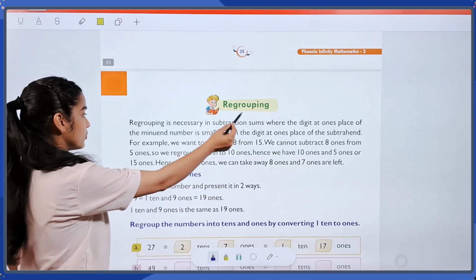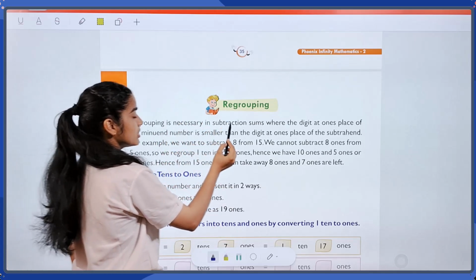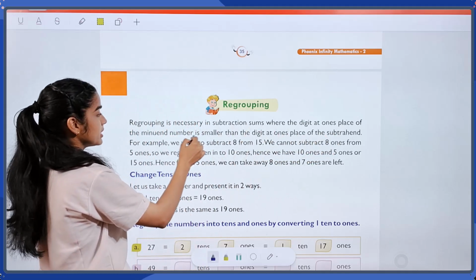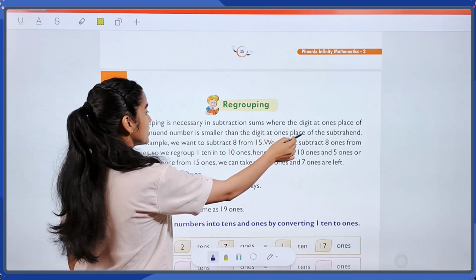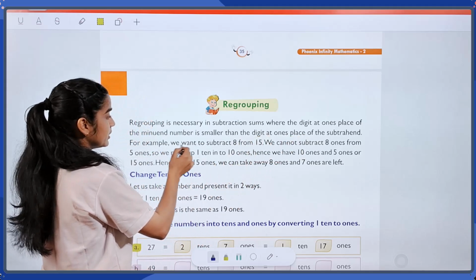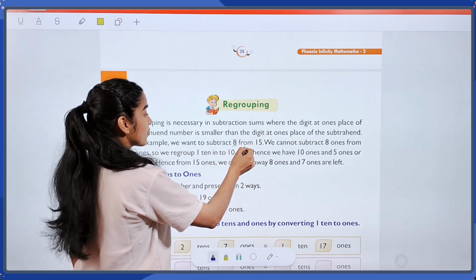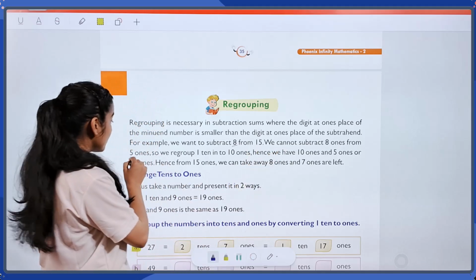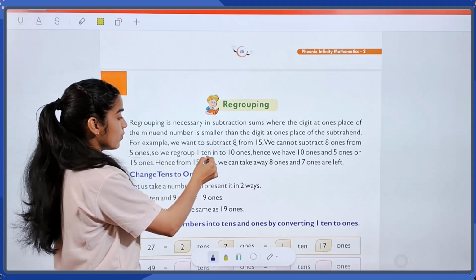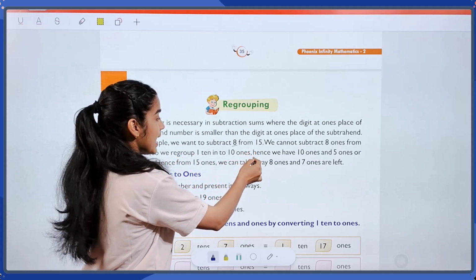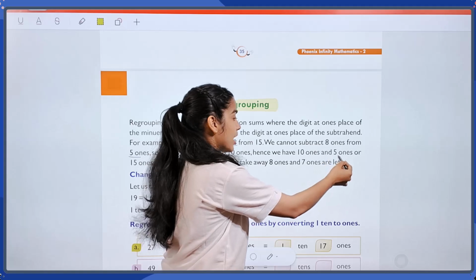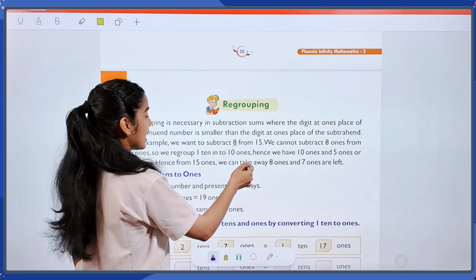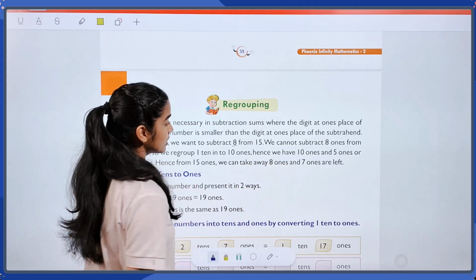Now we have regrouping. Regrouping is necessary in subtraction sums where the digit at one's place of the minuend number is smaller than the digit at one's place of the subtrahend. For example, we want to subtract 8 from 15. So we cannot subtract 8 ones from 5 ones. So we regroup 1 ten into 10 ones. Hence, we have 10 ones and 5 ones, or 15 ones. So from 15 ones, we can take away 8 ones and 7 ones are left.